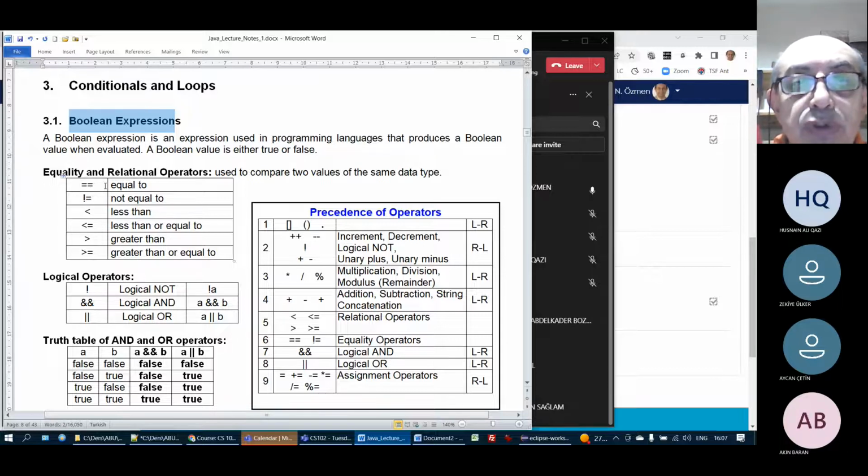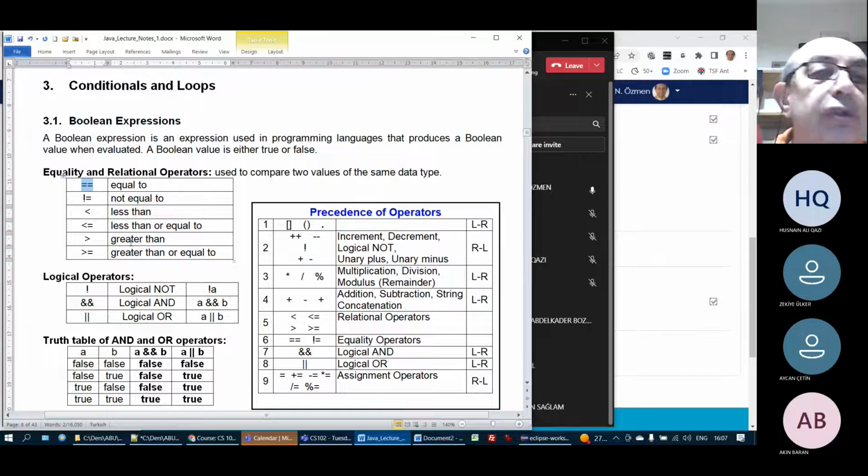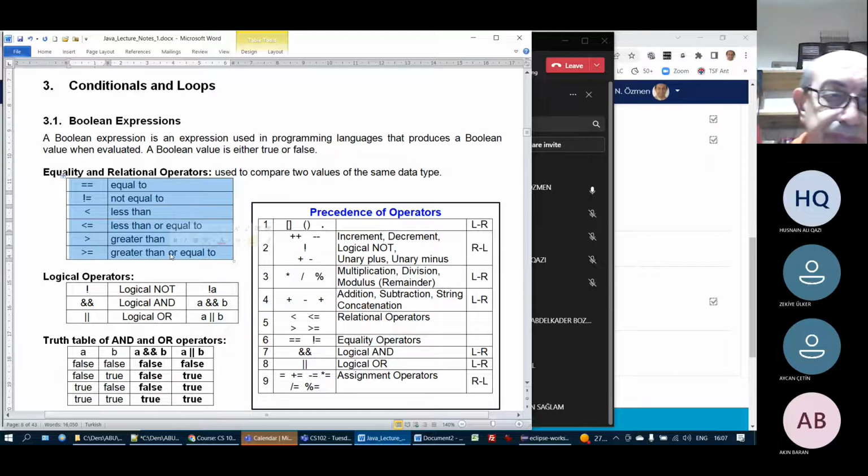We can compare values with the equal to operator, not equal to operator, less than, less than or equal to, greater than and greater than or equal to. These are equality and relational operators. Using these relational operators, we can compare two quantities, two data, and get as a result either true or false.